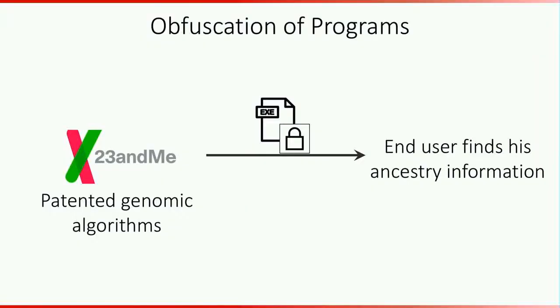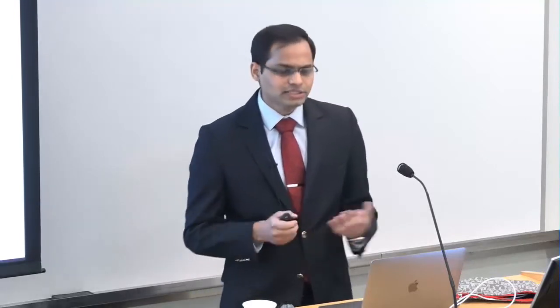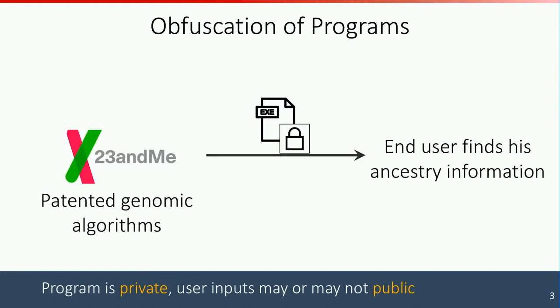You have a complementary scenario where you have companies such as 23andMe, which have patented genomic algorithms, and they want to send their programs to the end user in such a way that the end user can find its own ancestry information. In this scenario, 23andMe wants end users to use their program, yet not learn what the program is doing, because the program forms the trade secret for such companies. So you have a dual scenario here where your program is private, but the user inputs themselves may or may not be public.